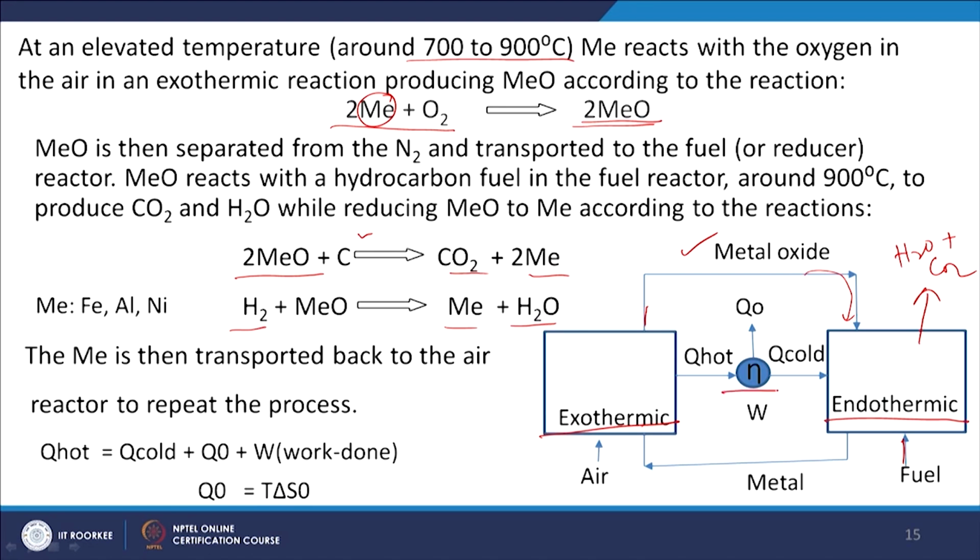So, we can get some efficiency of this cycle, and that can be presented by this: Q hot, the amount of heat which is released here, and Q cold, the overall energy used in this process, and Q0, the released heat, and W, the work done during this. So, this is the energy balance, and we can get this relationship, that Q hot is equal to Q cold plus Q0 plus W. What is this Q0? Q0 is equal to T into delta S0. So, there may be some entropy change.